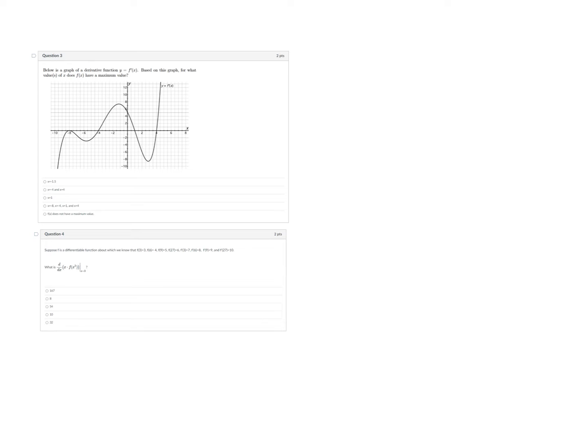Below we have this graph of the derivative of our function f, and we want to find where f of x has a maximum value. So like we've done in the past, we can find the critical points of a function by finding when its derivative equals 0. So what values of x does our derivative equal 0? Where does it cross the x-axis? Well, that's going to be at x equals -8, -4, 1, and 4.